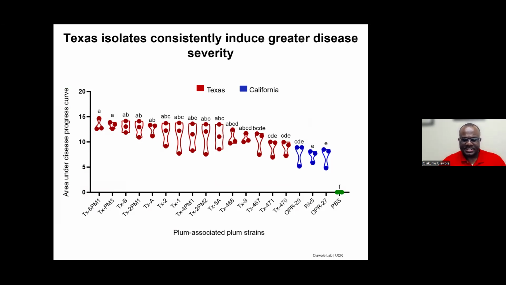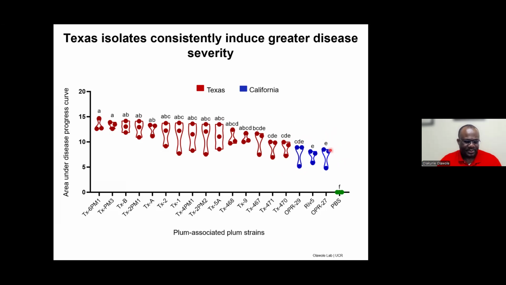The first question we asked was whether California and Texas populations differed phenotypically. Generally speaking, quantifying disease using the area under the disease progress curve values, we noticed that the Texas isolates produced higher disease severity than the California isolates. These are the number of isolates we had at the time we conducted this study, and we are currently expanding the California isolates, and by now we have a lot more.